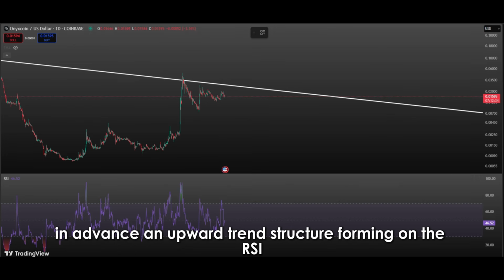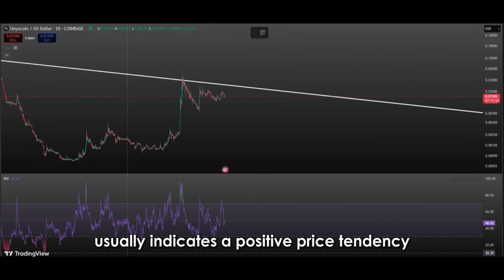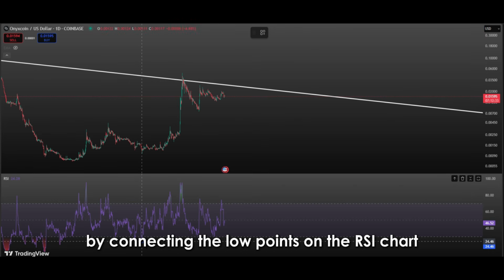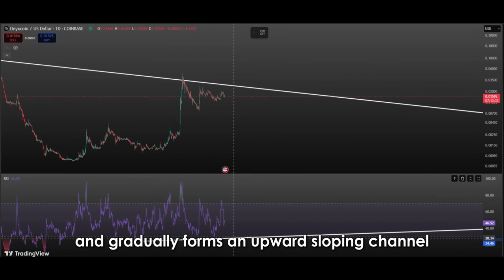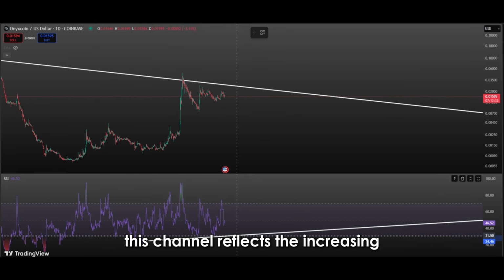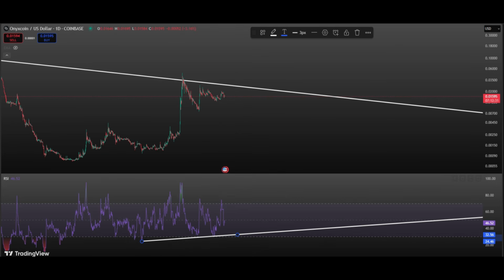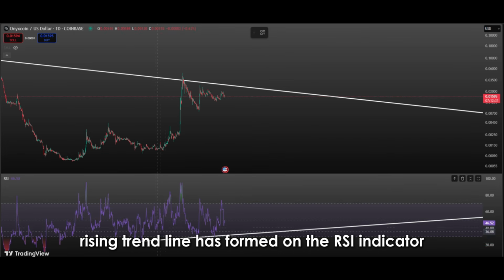An upward trend structure forming on the RSI usually indicates a positive price tendency. This rising trend line is obtained by connecting the low points on the RSI chart and gradually forms an upward sloping channel. This channel reflects the increasing buying pressure in the market and a weakening of sellers. In the current scenario we are examining, a clear rising trend line has formed on the RSI indicator.